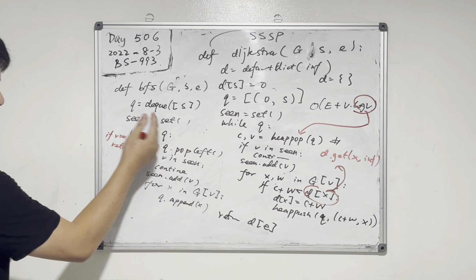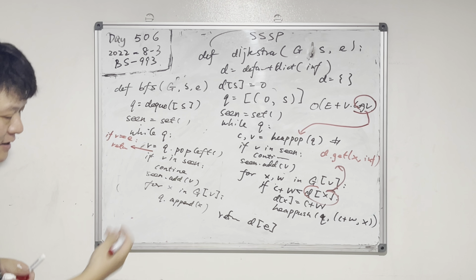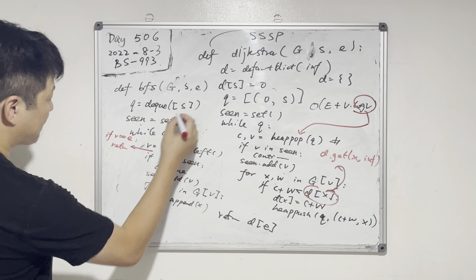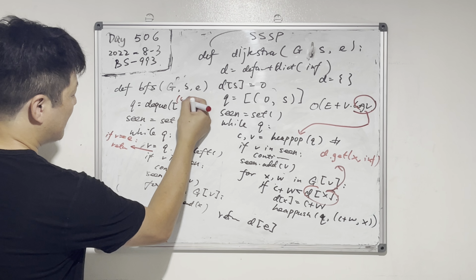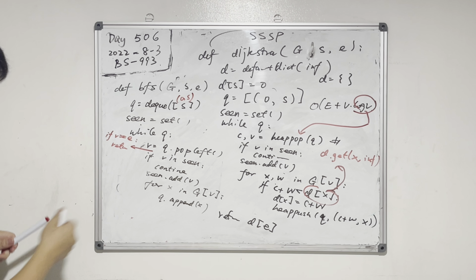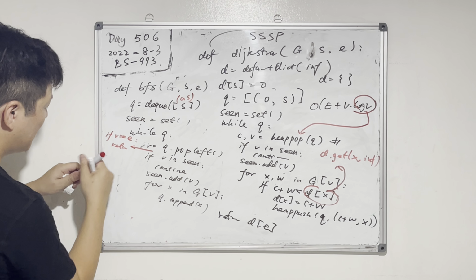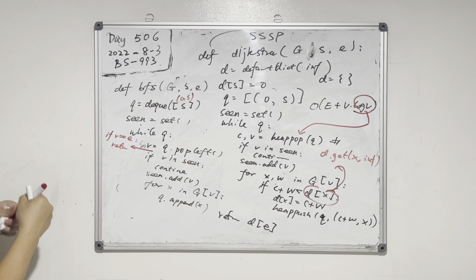We can have a variable storing the distance from the source, and return the distance. For example, if we push the distance along with the source, so here is 0, s, right? So now we have this cost c, v, right? Then we return c here, right?